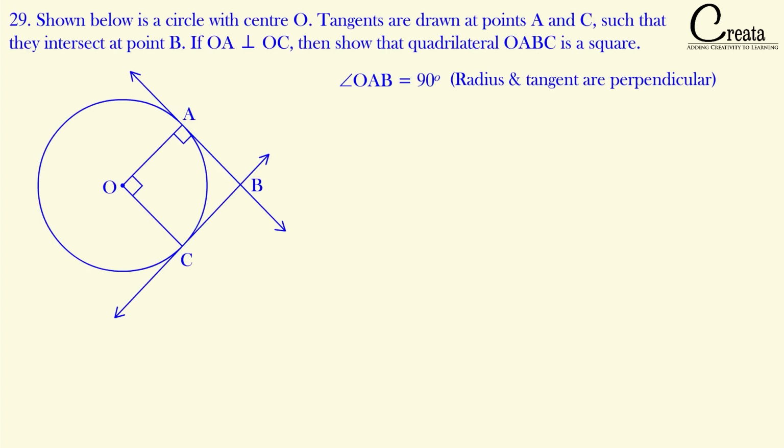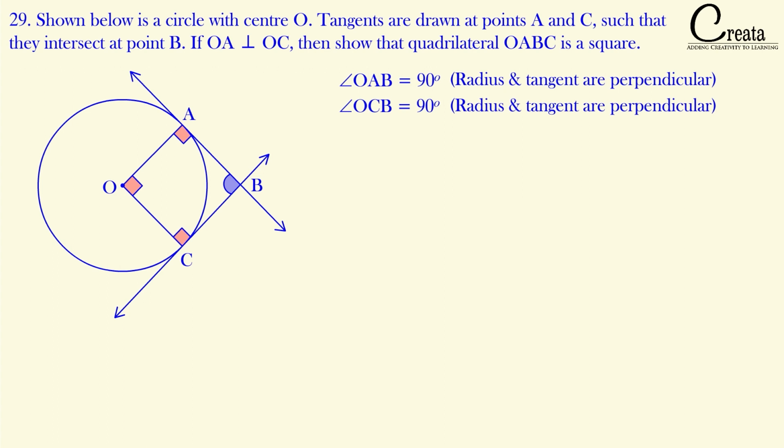Similarly, BC is given as a tangent and OC is the radius. Again we use the same concept: radius and tangent are perpendicular to each other. So this angle will be equal to 90 degrees. These three angles are 90 degrees. What is the fourth remaining angle of the quadrilateral?